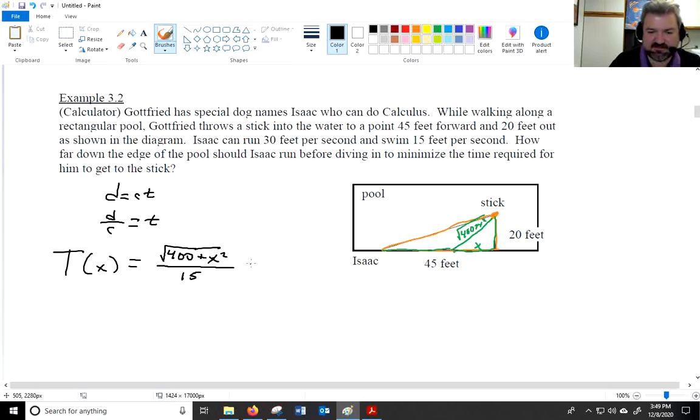15 feet per second. Plus, well, now x is the length that we had in this triangle. That's the length that he didn't run. So 45 minus x is the length that the dog did run. And that's divided by 30. We're going to use a calculator to find when the derivative of this function is equal to 0.